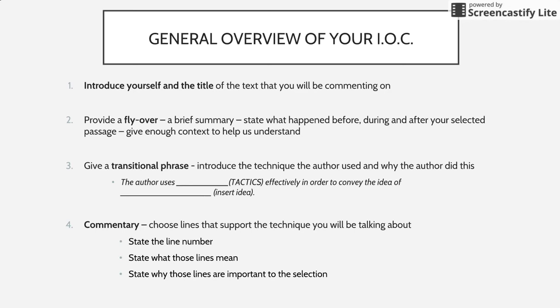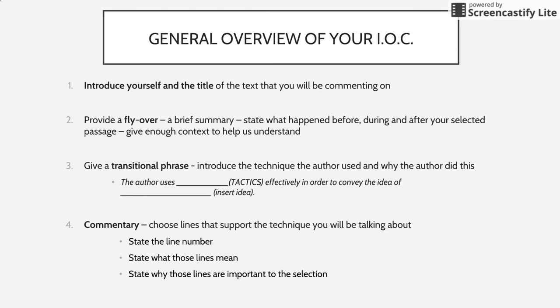After you give us your flyover, what we want you to do is use a transitional phrase. This is so that we know which technique the author used that you're going to be commenting on. So you're going to go through either the guiding questions or the tactics. You're going to identify which of those, or more than one, you can comment the most on. And that's where you're going to introduce it.